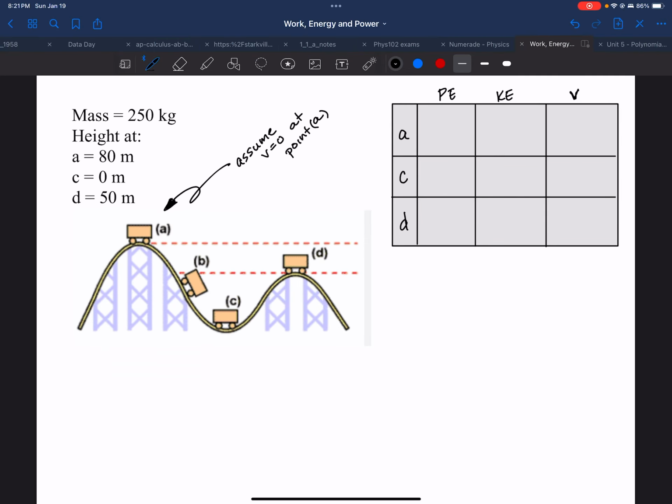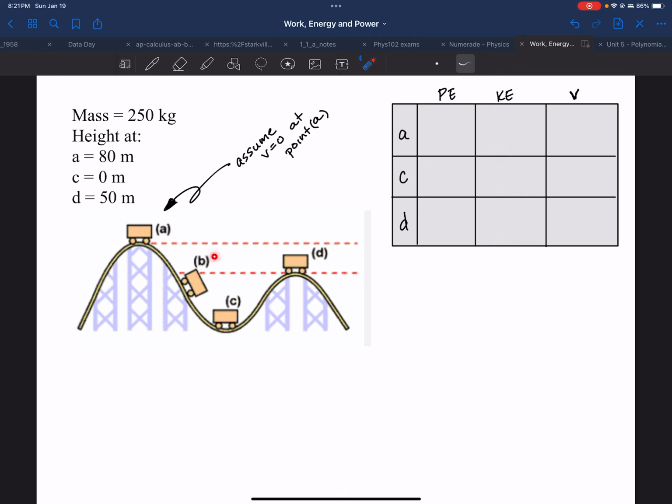All right, on this one, we're going to use the law of conservation of energy to determine what the potential energy, the kinetic energy, and the velocity is at different times on this specific roller coaster. Now, a couple things. This chart is not on your page, so you're going to want to definitely go ahead and draw that. So go ahead and pause that here.